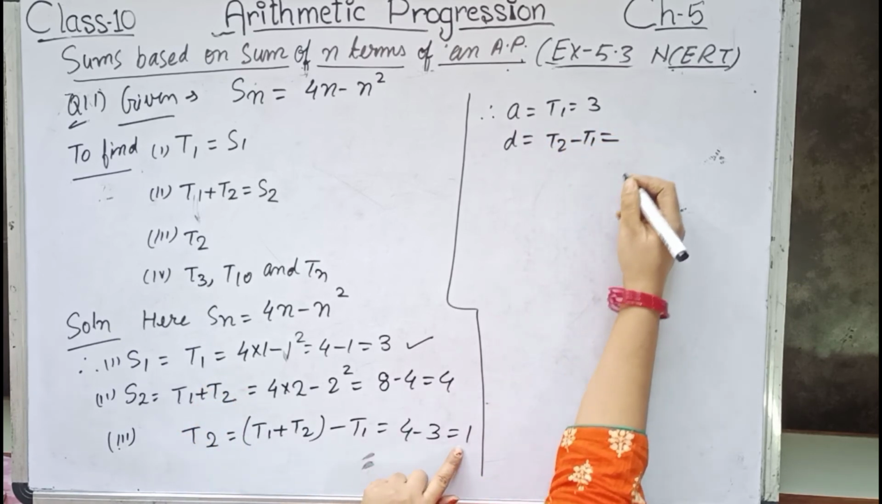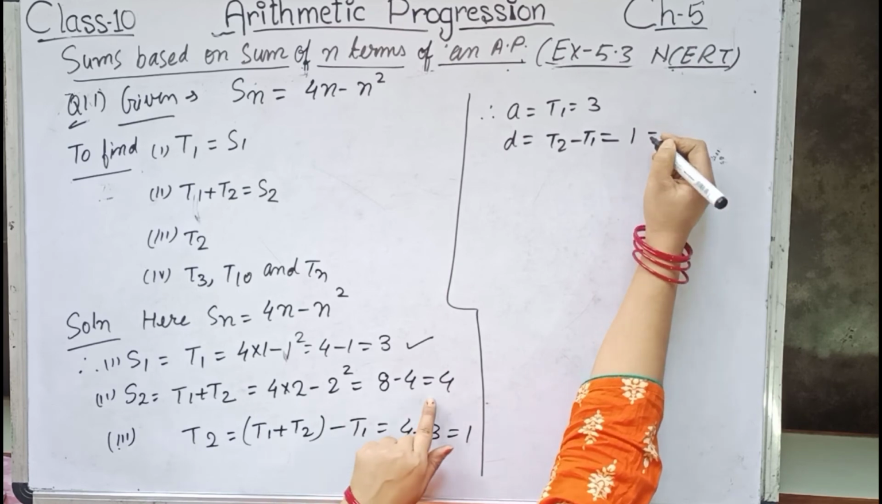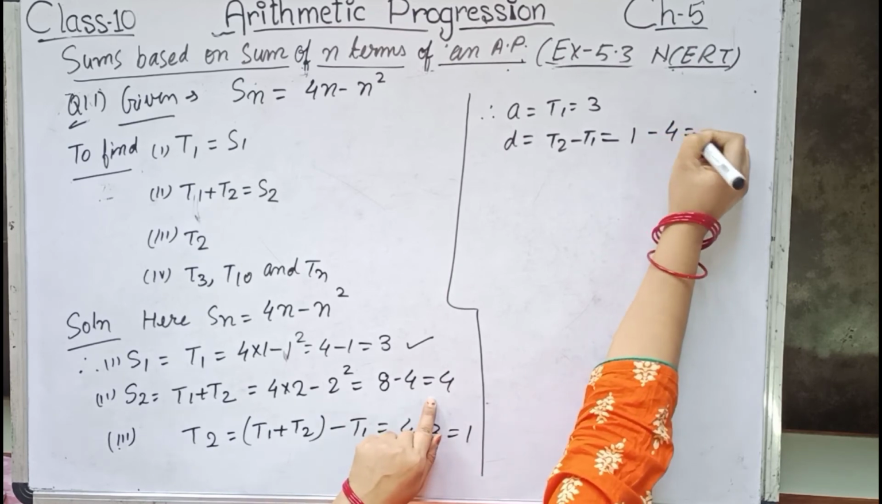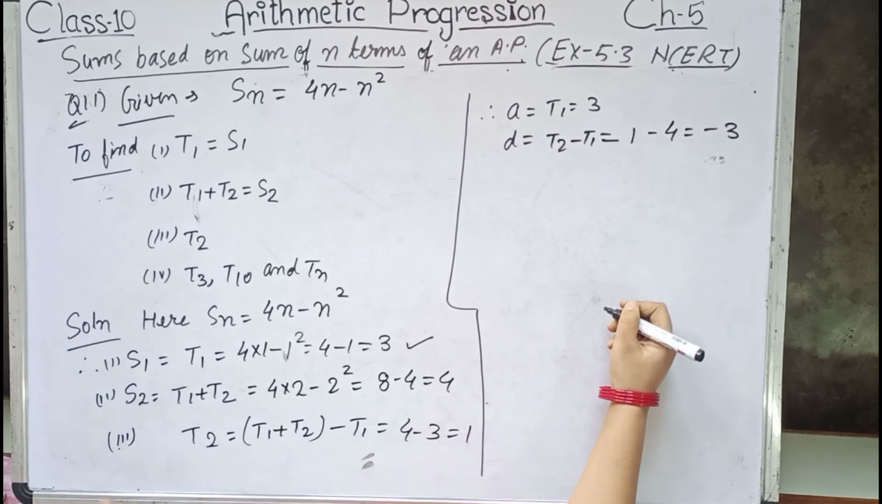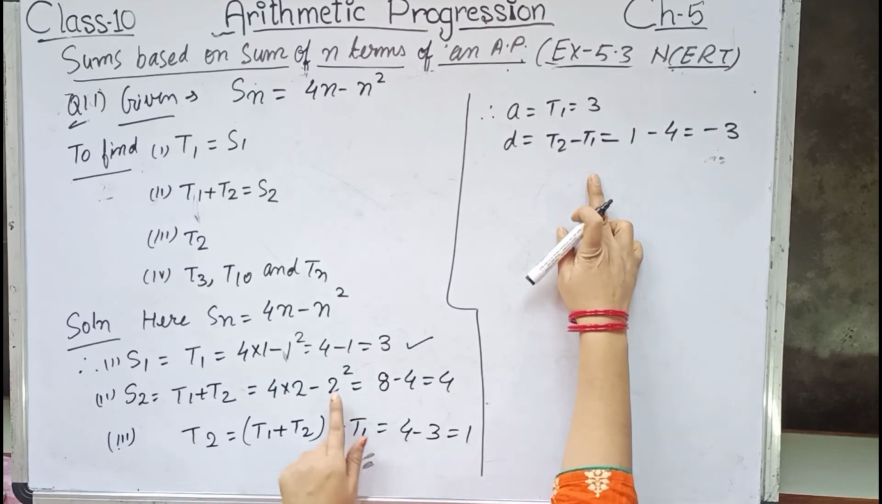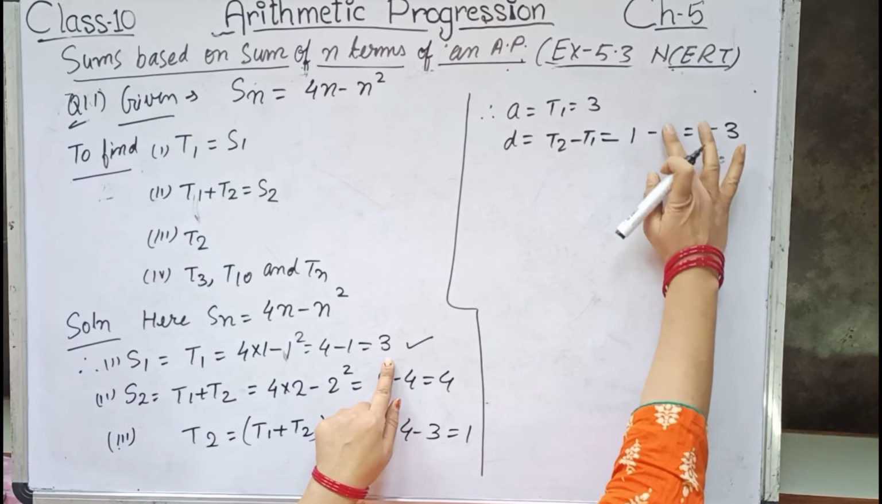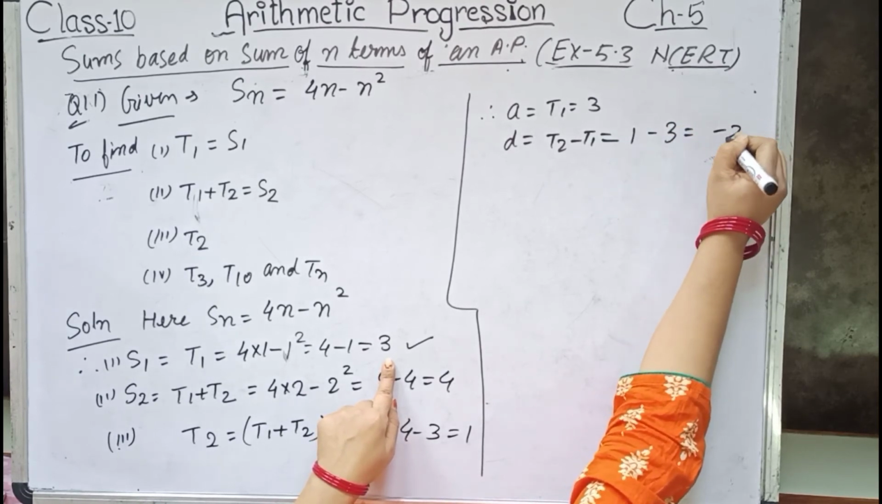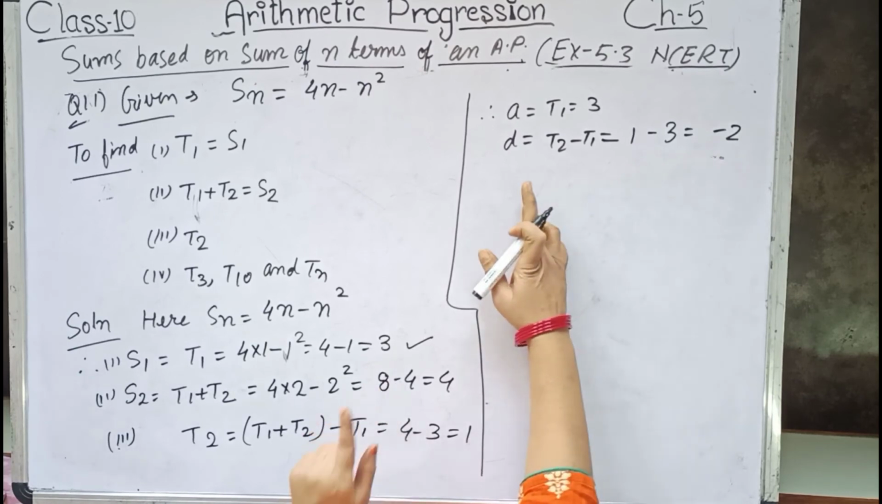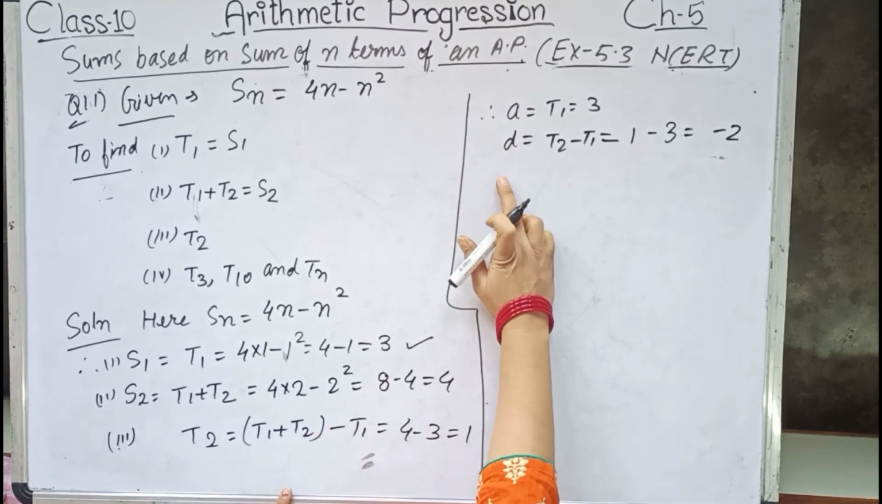and T2 is how much? 1 minus of 4 equals to minus of 3. So we have got this T2, where is T2? T2 is 1, okay, and T1 is 3, very sorry, T1 is 3, so this is minus 2. So we have got the first term and the common difference.